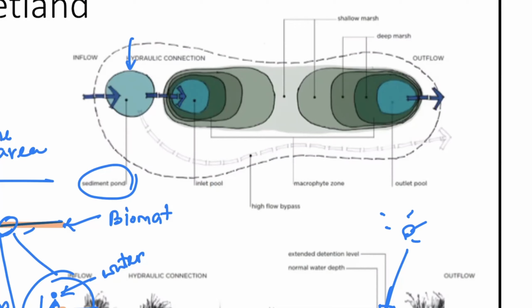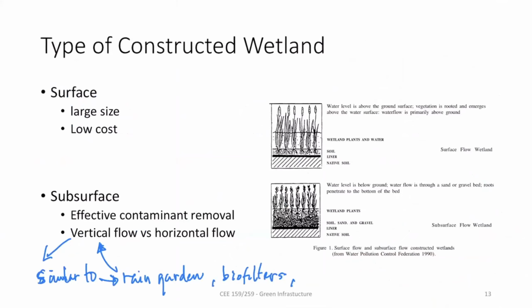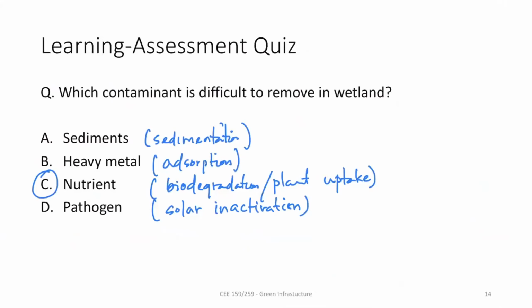For nutrients, you need plants and microorganisms. And because it's a biological process, it's a very slow process. So in most places, even if you have plants, it doesn't mean they can take up as many nutrients as needed from the water. That's why it's very difficult, because it's a biological process. It's very slow, and usually you don't have enough time. By the time the removal can occur, the wetland water has already exited the system. So that's why C is the answer.